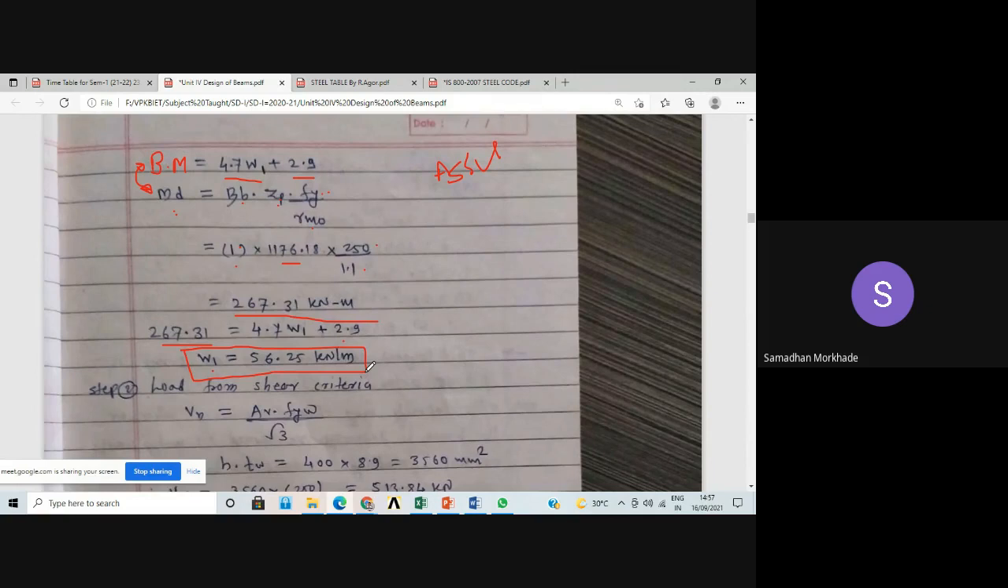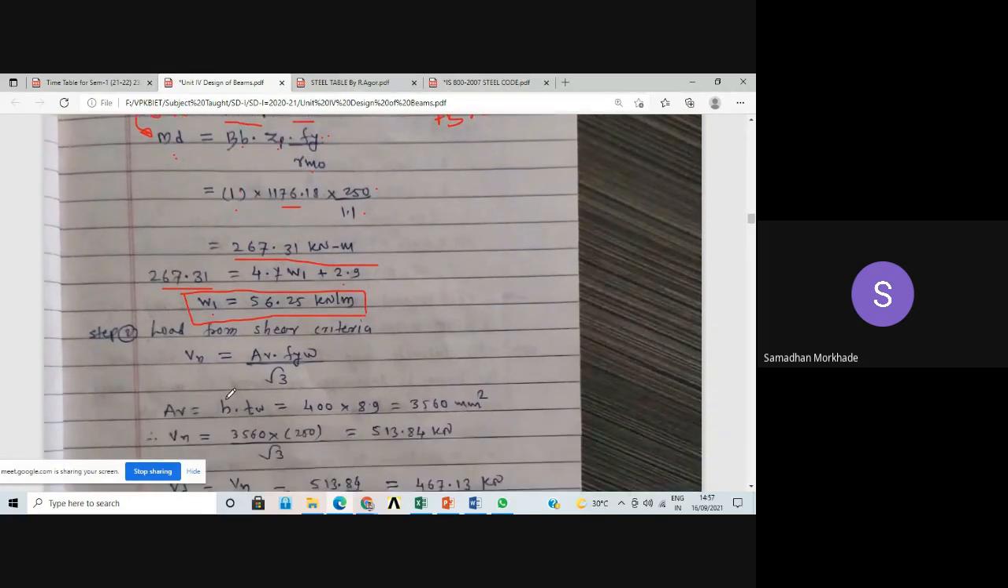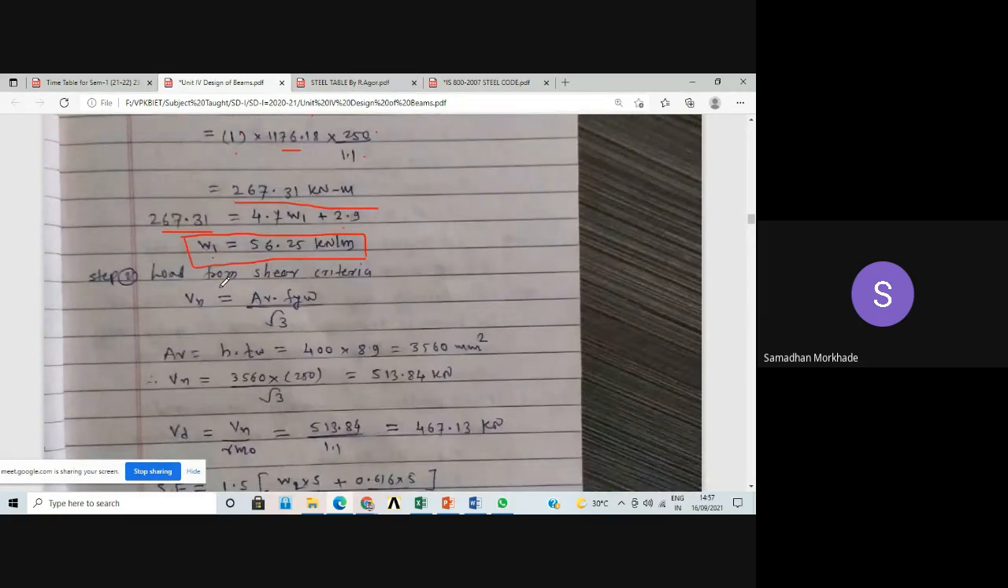Shear means shear force. First of all, we have to calculate the nominal shear. Vn is equal to Av into Fyw divided by root 3. Av is the shear area, and we have discussed Av is equal to H into Tw. H is the overall depth of the section as per the IS code. It is 400 because our section is ISMB 400. So the overall depth is 400. Thickness of web is 8.9. So the area is 3560 mm square. Vn is equal to Av 3560 into Fyw, yield stress 250, divided by root 3.